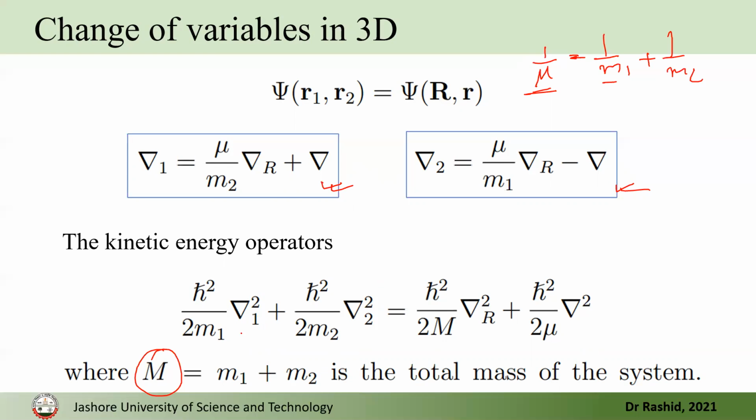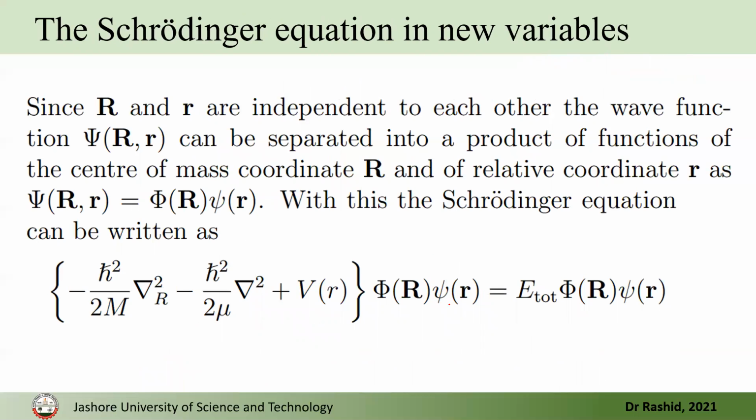Now with this, we have changed the variable in the kinetic energy terms from the R1 and R2 dependence to capital R and small r dependence, that is, the relative distance and the center of mass position. So we have the Schrodinger equation like this. And since small r and capital R are independent, we can write the wave function as the product of two functions. And here, the distance R1 minus R2 has the value r, so we wrote it as V of r.